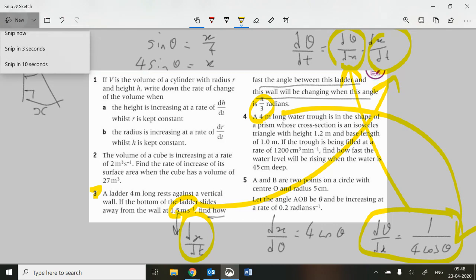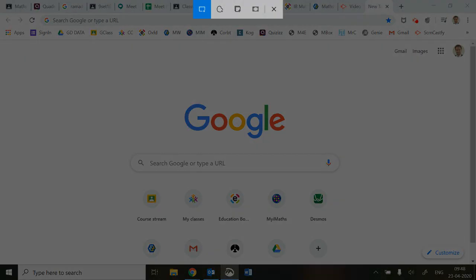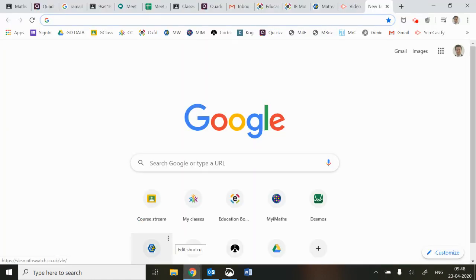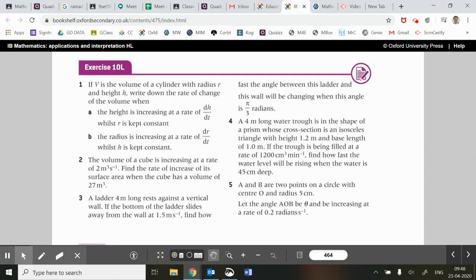Okay, right. Now I'm just going to do question 4 as well. I think that's all I have time for. And I'll come back and I'll do the other ones later. So question 4.